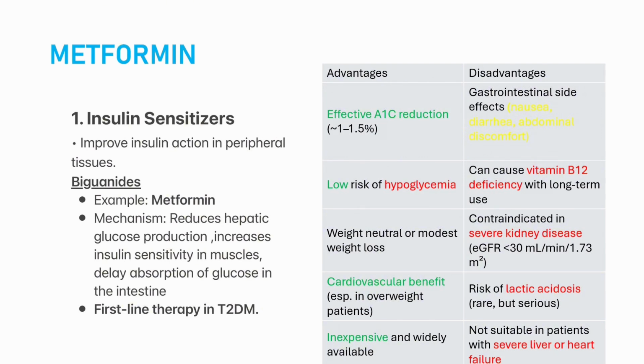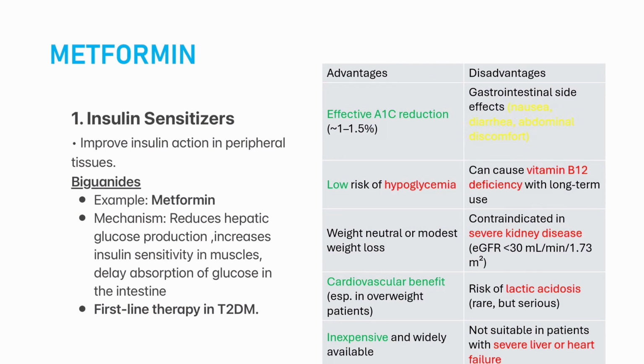Disadvantages: anytime there is delayed absorption of glucose in the intestine or the GI system is involved, nausea, diarrhea, abdominal discomfort, and then it can cause vitamin B12 deficiency with long-term use. So when the patients complain of numbness, make sure we are not thinking that it is from the diabetes. So just make sure we check the vitamin B12 when they are on metformin.